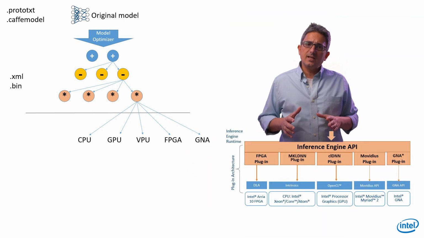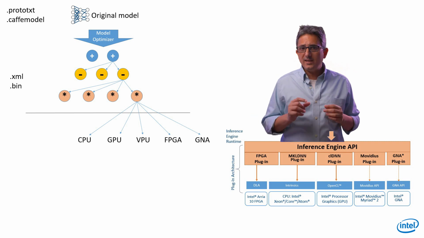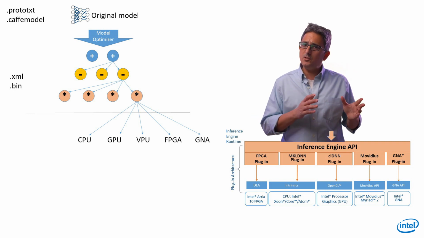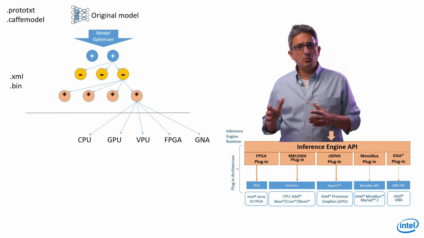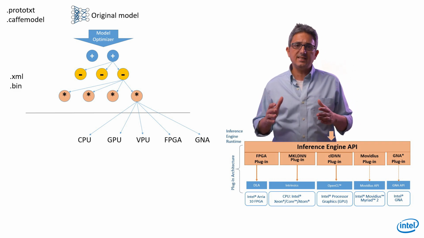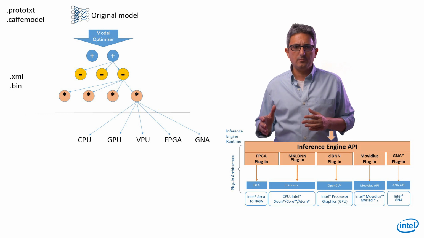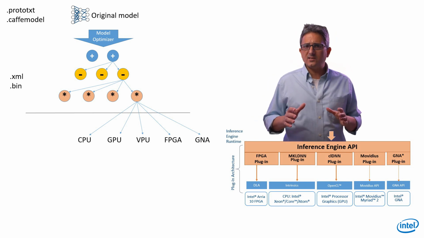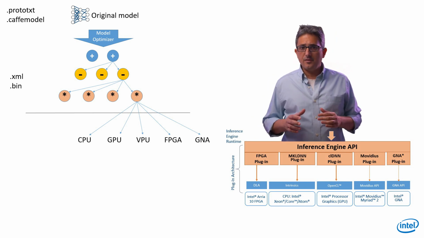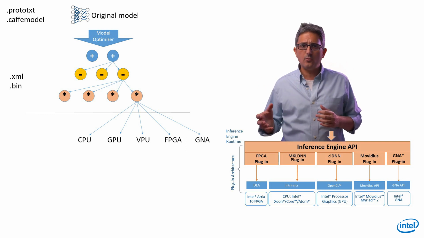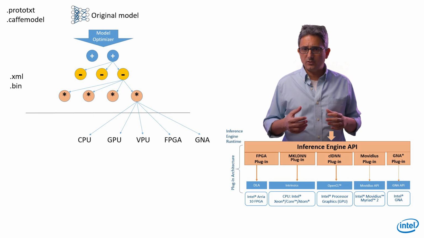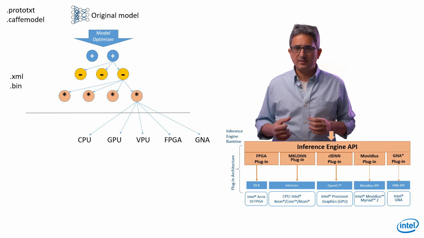So the inference engine has a different plugin for each of the supported devices. The CPU plugin will use the MKLDNN library, the GPU plugin will utilize the CLDNN library, and so on. The developer only has to specify the target device. The inference engine will use the right plugin and bring the right implementation of the network to the desired device.